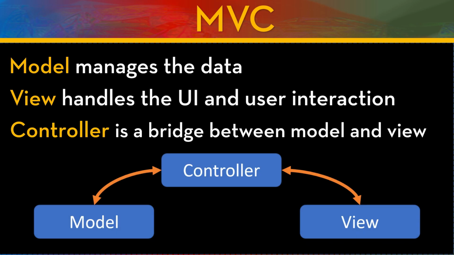MVC is a design pattern used to separate concerns within an application. In simple terms, it divides your code into three interconnected components. Model, which manages the data and business logic. View, which handles the user interface and user interaction. And controller, which acts as a bridge between the model and the view, processing user inputs and updating the model data and view.